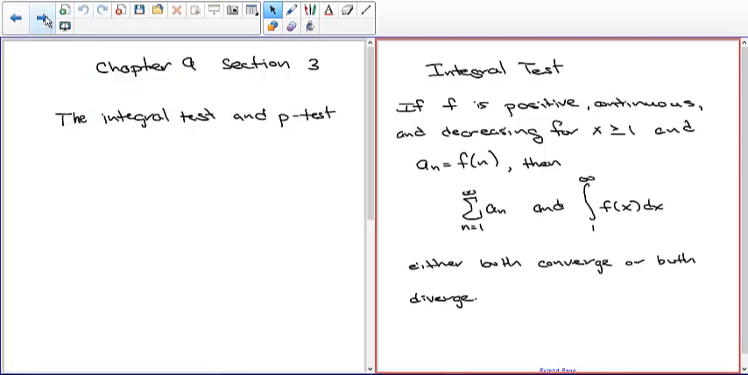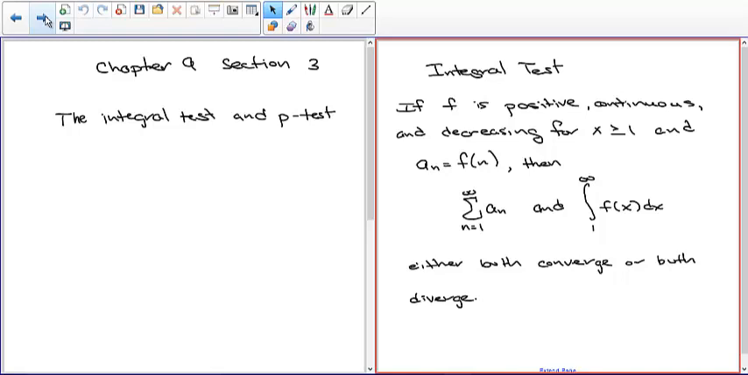Okay, so here's the integral test. It says if f is a positive, continuous, and decreasing function for x greater than or equal to 1, and the nth term of the series can be represented as a function, then the series, the summation from n equals 1 to infinity of a sub n, and the integral of f of x dx from 1 to infinity either both converge or both diverge.